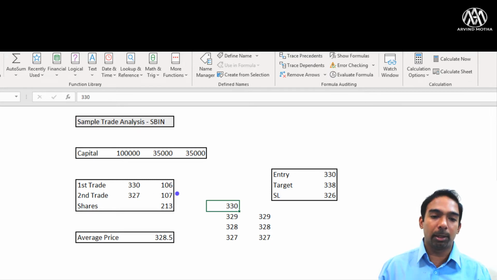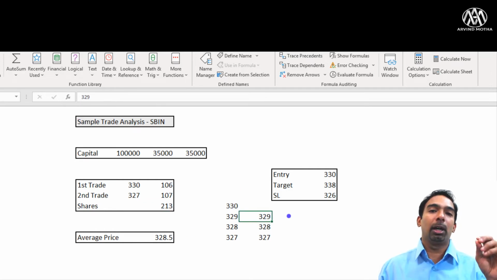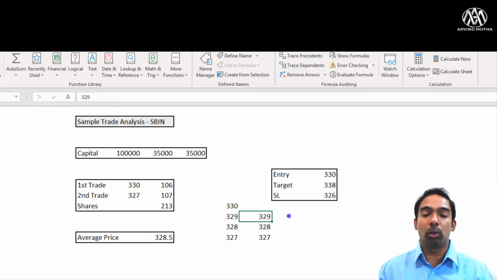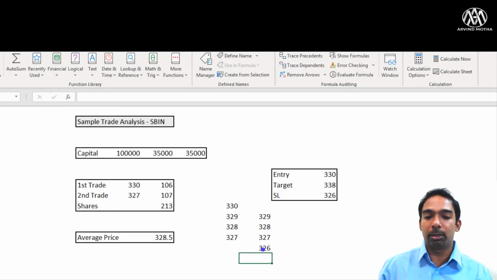I'm going to buy 107 shares here, and currently I'm holding 213 shares at 328.5. Even if SBI Bank comes up here, I can exit the trade with a small profit or at least at break even, so there's not going to be any loss. In case SBI Bank comes down here, I'm going to exit with stop loss.